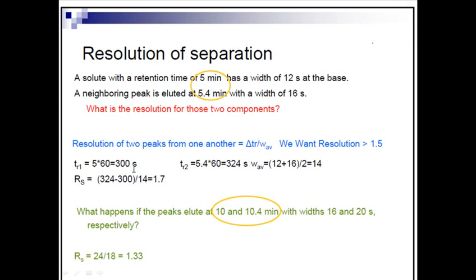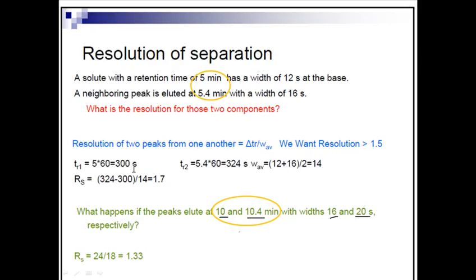Okay, now here are some mathematical problems. The first problem is worked out, so let's move on to the second problem. What happens if the peaks elute at 10 minutes and 10.4 minutes, with widths of 16 and 20 seconds?